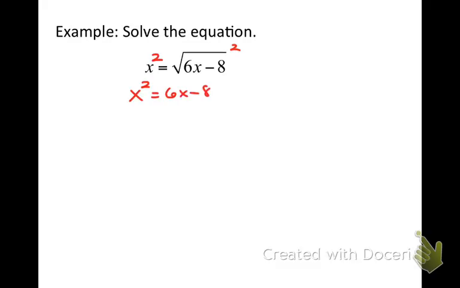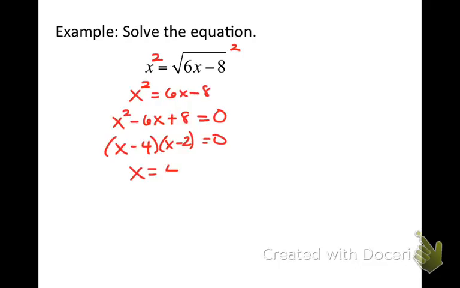Where should I move everything to? To the left, so x squared minus 6x plus 8 equals 0. Is that factorable? Factors of 8 that get to negative 6. Yeah, negative 2 and negative 4, right? So x minus 4, x minus 2 is equal to 0. So my solutions are 4 and 2.